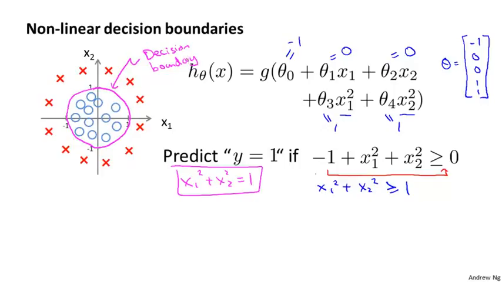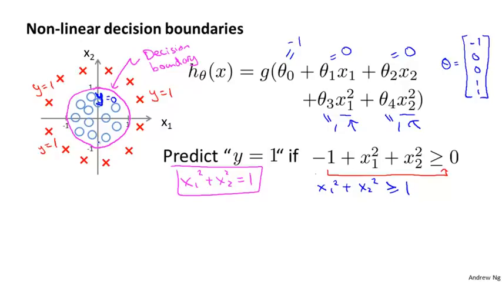And everything outside the circle, I'm going to predict as y equals 1. So out here is my y equals 1 region. I'm going to predict y equals 1 out here, and inside the circle is where I'll predict y is equal to 0. So by adding these more complex, or these polynomial terms, to my features, I can get more complex decision boundaries that don't just try to separate the positive and negative examples with a straight line, but I can get, in this example, a decision boundary that's a circle.